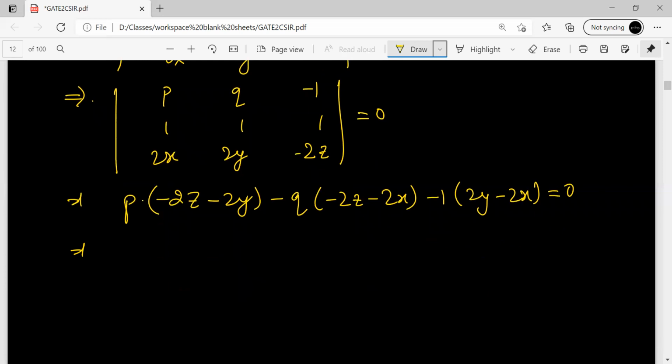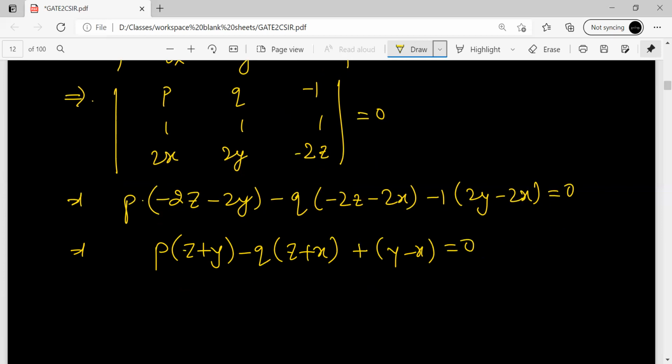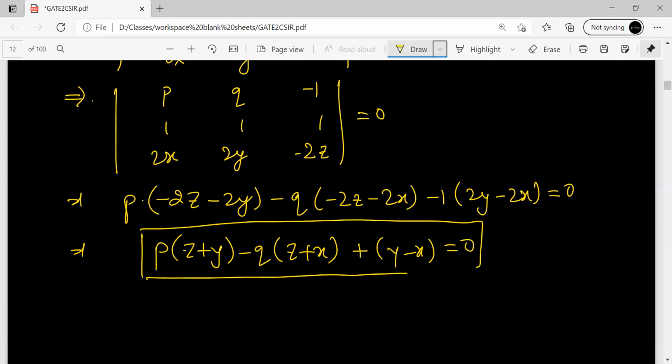Instead, I'll divide by minus 2. So I'll be getting p times z plus y, and it will become minus q times z plus x, and this one will become plus y minus x will be equal to 0. This is the PDE which I have obtained. So solving this determinant makes it easy to eliminate any kind of arbitrary function.